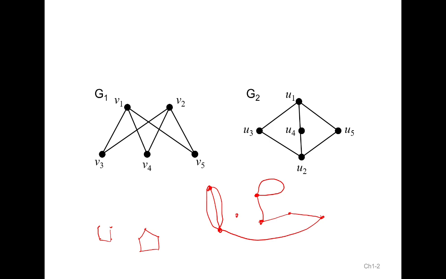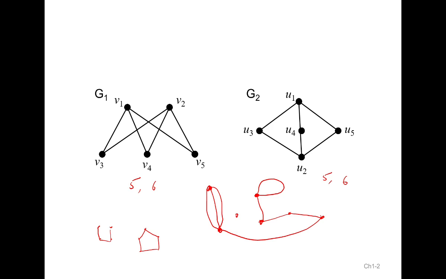For example, G1 and G2: 5 vertices, 5 vertices, 6 edges, 6 edges. Now, are they isomorphic or not isomorphic? See, there are many ways of drawing a graph. Therefore, it is not possible to check isomorphism by just looking at it. We have to see whether both exhibit the same properties.